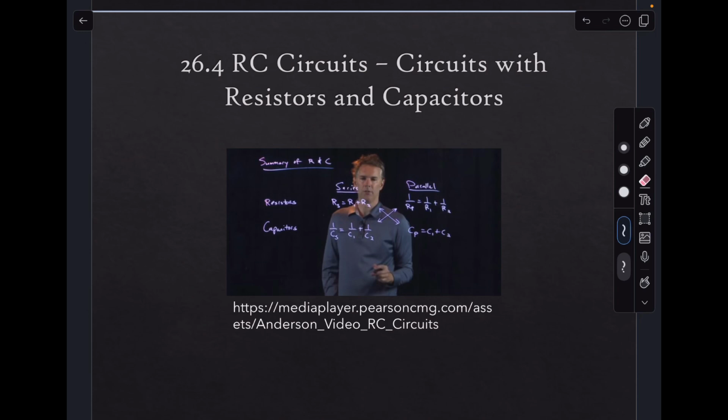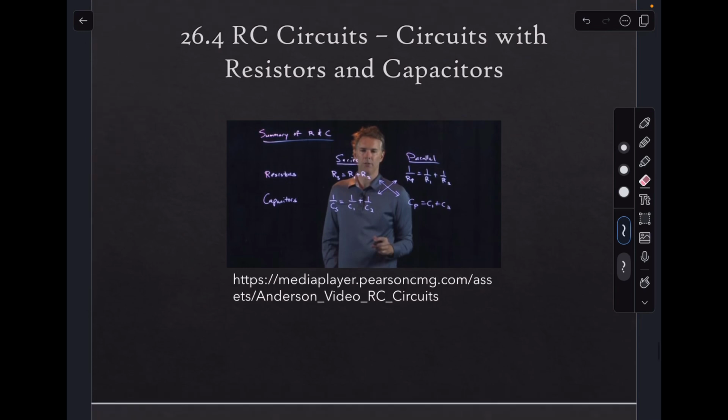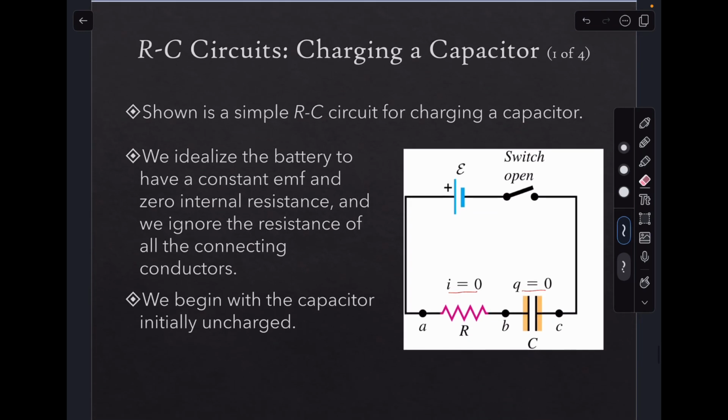The final topic that we'll cover in chapter 26 is RC circuits. So we're going to examine specifically the time dependence of a circuit that contains both a resistor and a capacitor in series, okay? So the time dependence here is going to be really what we're focusing on. And so to start off, we're going to start off with the resistor and a capacitor in series. Okay, they're going to be connected to a battery, and we're going to idealize this battery to have no internal resistance, okay? And we're going to ignore any resistance due to connecting, you know, the wires, right?